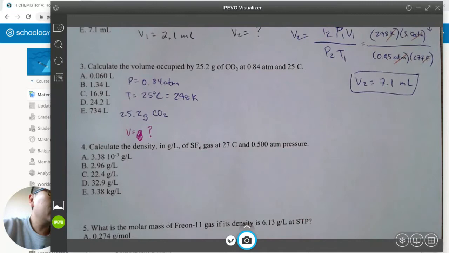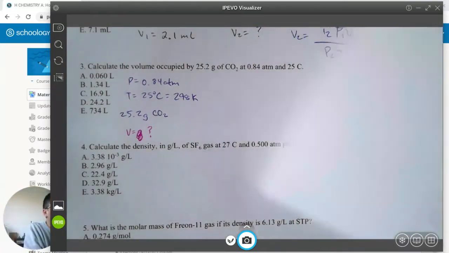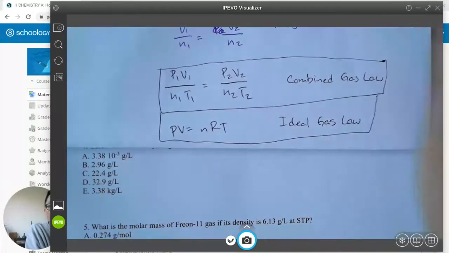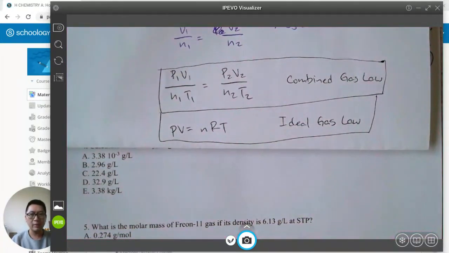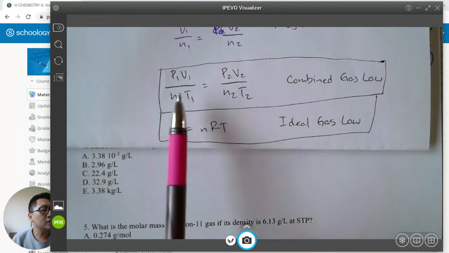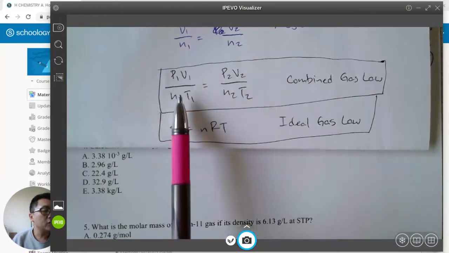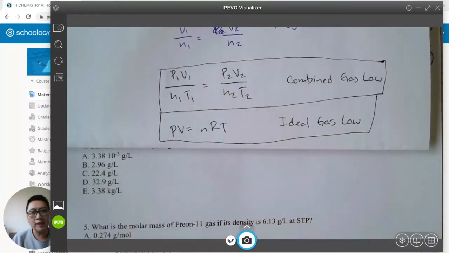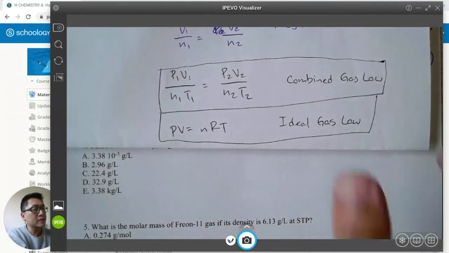Of the equations, I have pretty much just the combined gas law and the ideal gas law. The combined gas law is if I change pressure, volume, and moles or temperature. Heat it up, cool it down, increase pressure, increase volume, decrease volume. The ideal gas law is when the gas is just there. You're not changing anything to it, and that's where we use the ideal gas law.